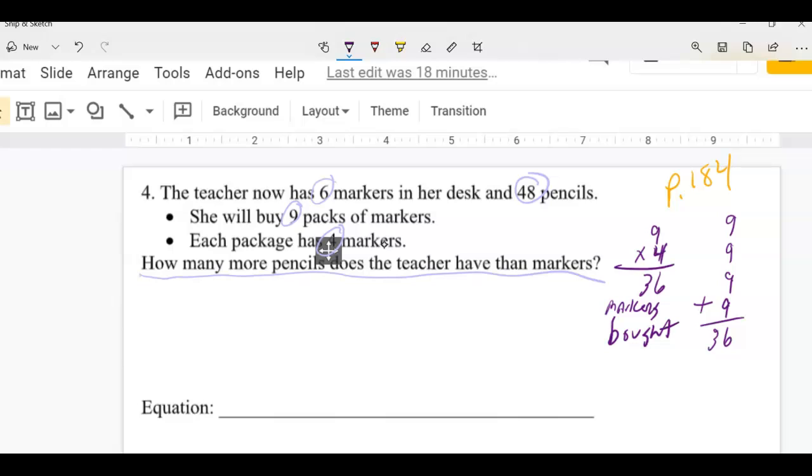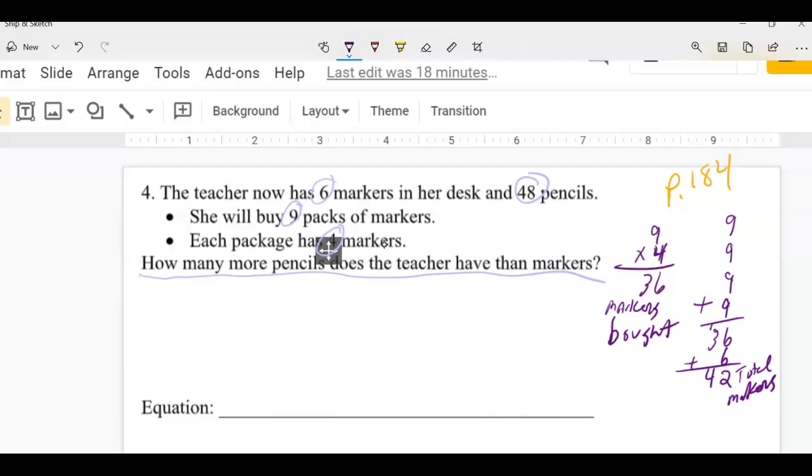Okay, so that's 36 markers bought, and she already has 6 in her desk, right? So let's add those up. The 36 that she bought, we're going to add the 6 that she already has. So 6 plus 6 is 12. We bring that 1 into the tens column. So 1 plus 3 is 4. So 42 is the total number of markers that she has.